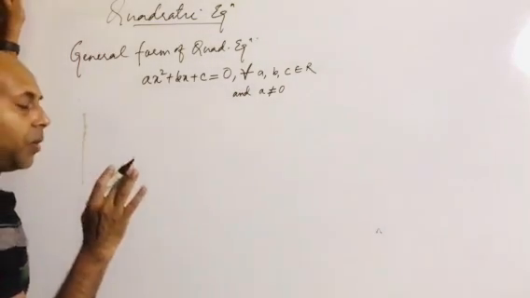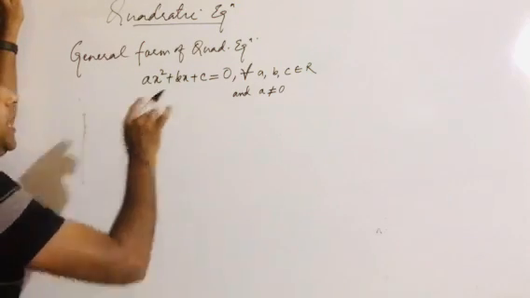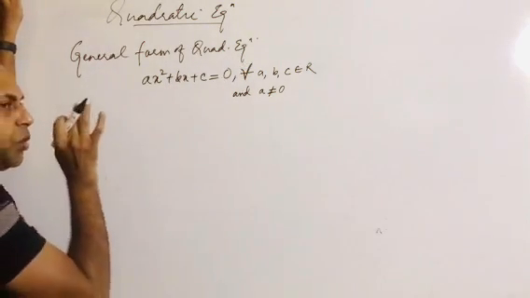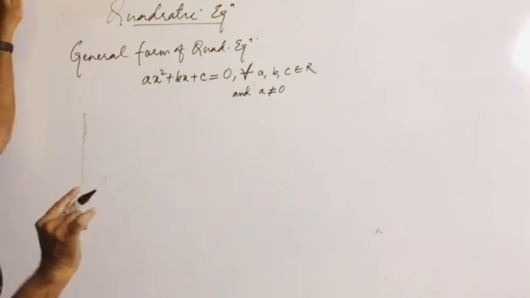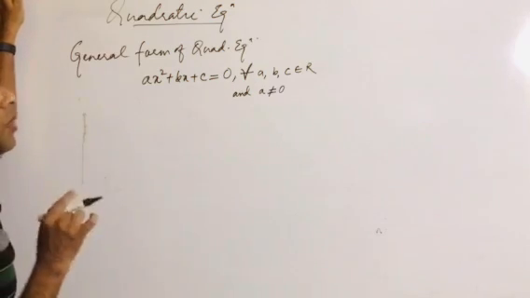You have studied this in standard 10 already. But today I'm going to tell you about a few equations which seem not to be in the form of a quadratic equation, but they can be reduced to a quadratic equation. So that topic we call the reducible form of quadratic equation.